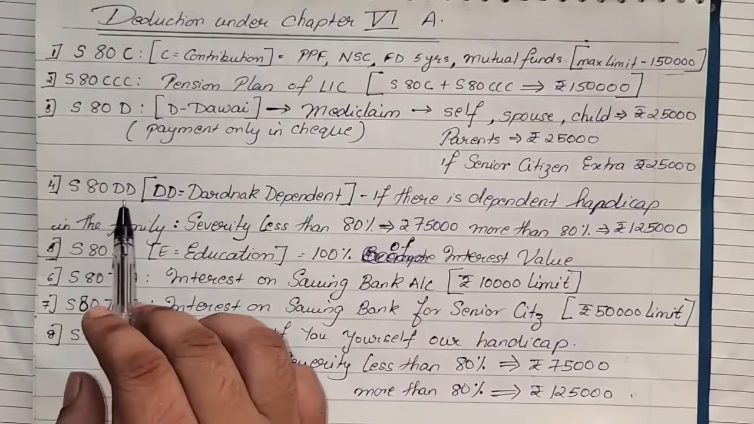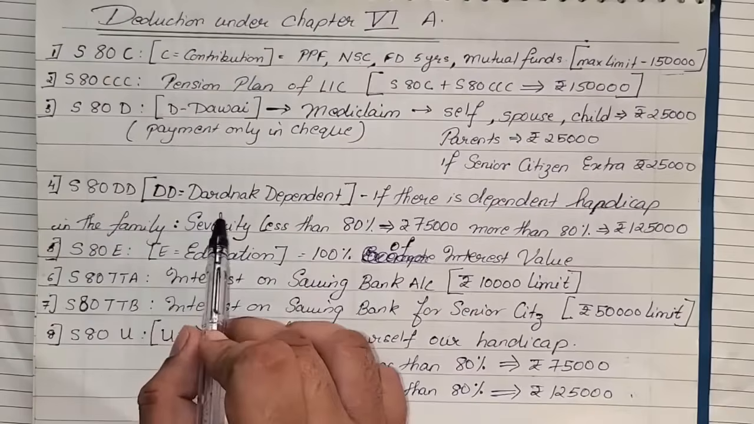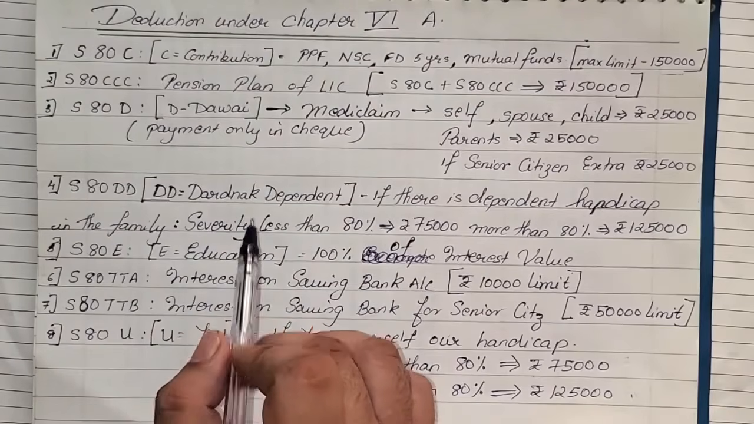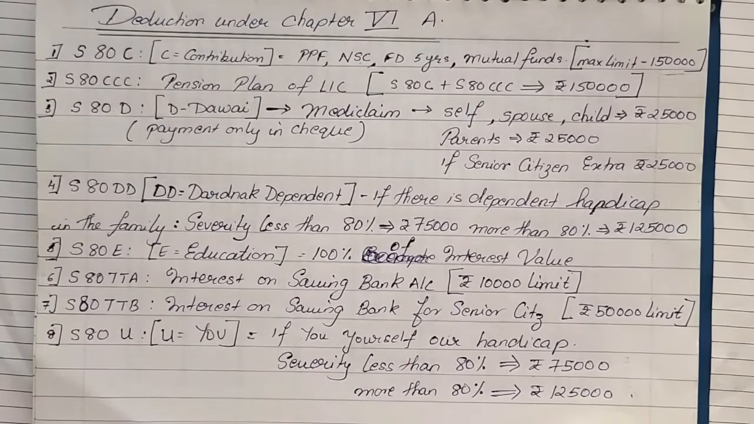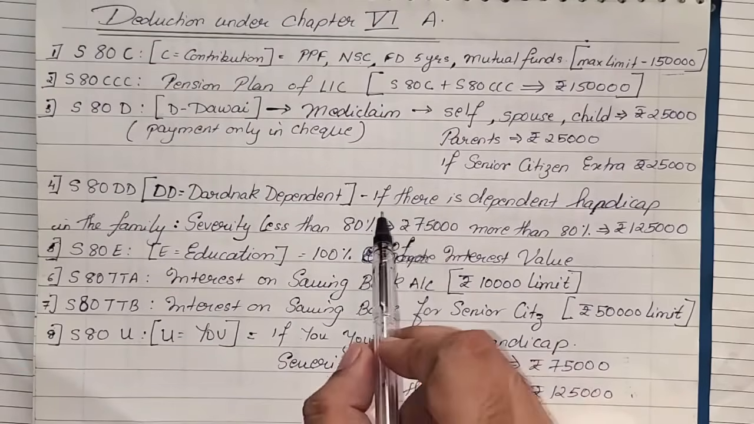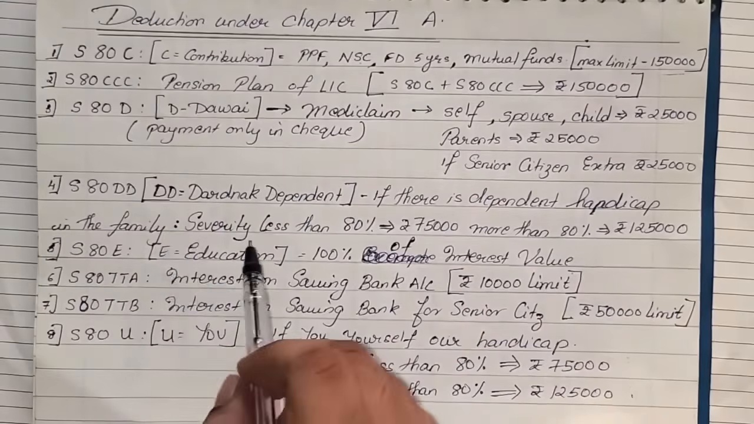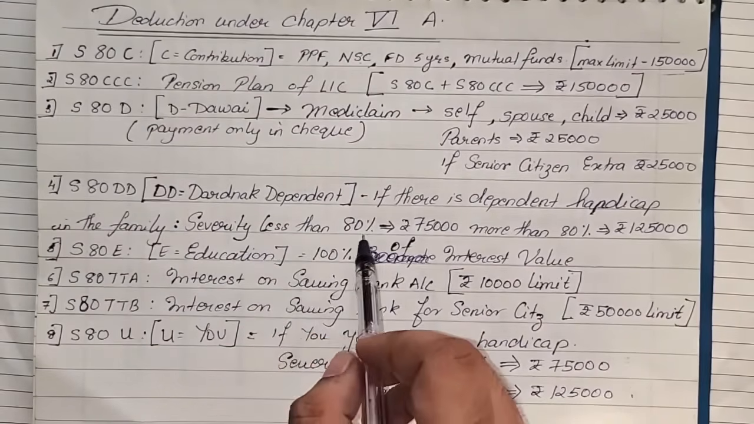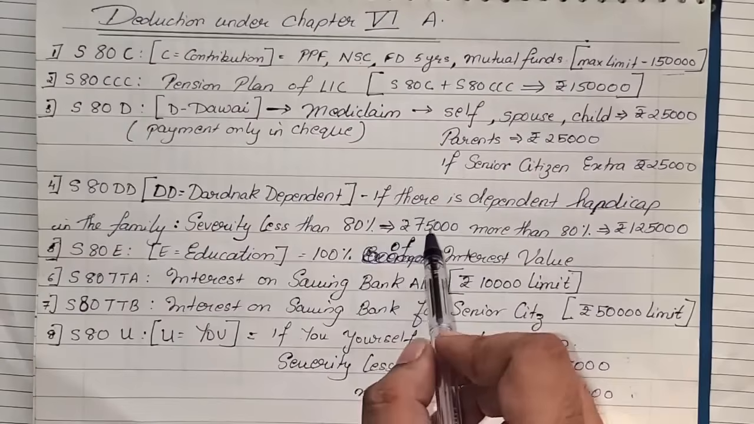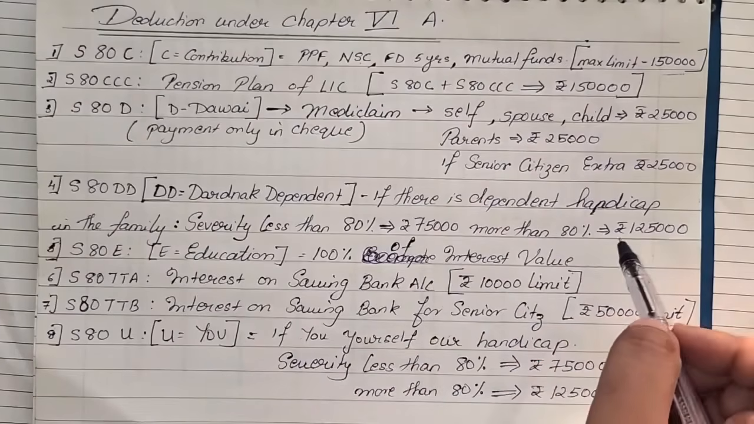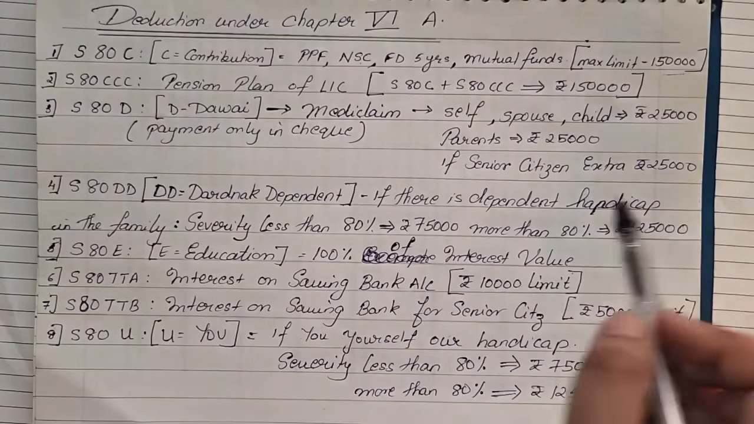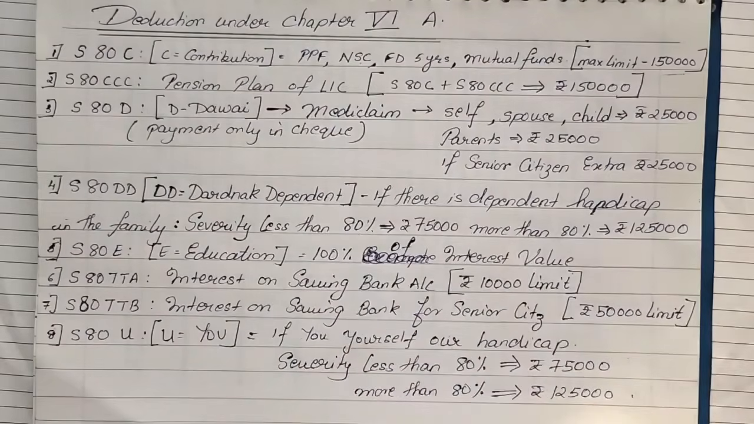Next is 80DD. For double D remember the words dardnak dependent. Okay, there is a diseased person, a very dangerous disease, and he is a dependent person. So if there is a dependent handicapped person in the family, then if the severity is less than 80%, you can get 75,000 ka deduction, and if it is more than 80%, you will get 1,25,000 ka deduction. The severity level will be mentioned in the question.